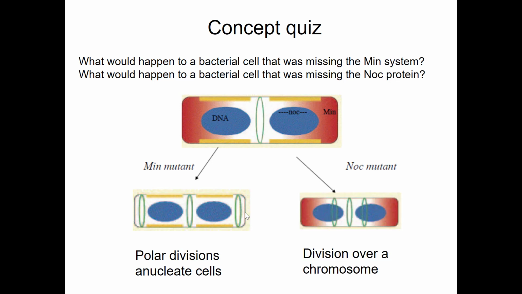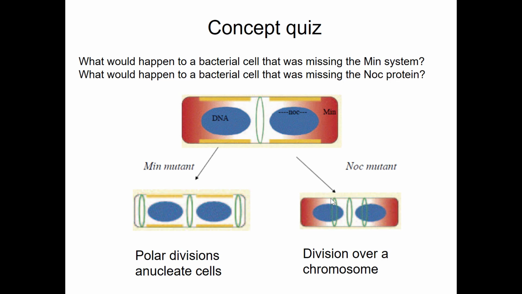Alternatively, if the NOC system were mutated, but again the min system is still functional, you would not be able to see divisions at the poles because the min system is functional. However, you would now be able to see divisions at mid-cell. In addition, you would see divisions over the DNA. This would end up cutting or shearing the DNA, and if, let's say, this division were to occur over this left chromosome, that cell would ultimately die.